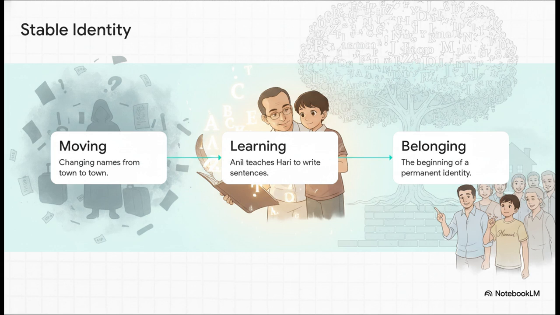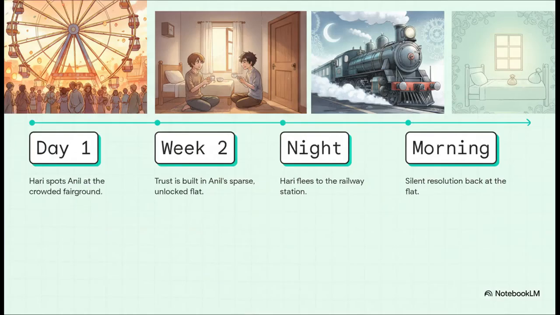It's the very beginning of a permanent identity. For the first time in his life, he isn't just a nameless face in a crowd. He's being given the tools to belong somewhere, to be someone real. It's quite literally the education of his conscience. And we can actually map this developing conscience and how it clashes with his criminal habits right through the physical locations in the story. It kicks off at the crowded, chaotic Mela, the fairground where Hari first spots his target.